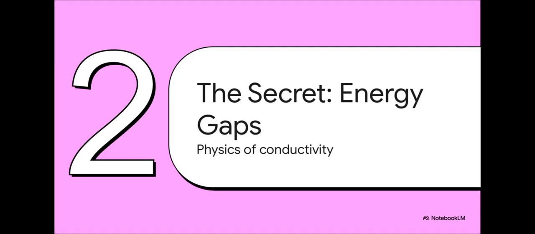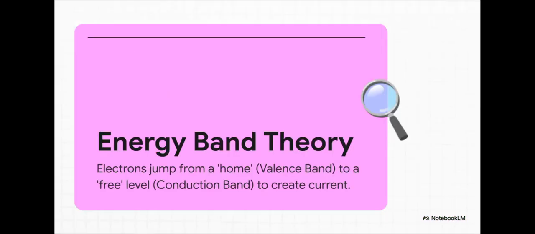Well, to get that, we need to zoom in and look at the physics of their electrons. And it all boils down to this one concept called the energy gap. Okay, imagine it like this. Every electron has a home base. We call it the valence band, where it's kind of just chilling, bound to its atom. Now, to get any work done, to create a current, it has to get a jolt of energy and leap up to the free-to-move level, the conduction band. And that gap between home base and the free-to-move level, that's the energy gap. It's the price of admission.